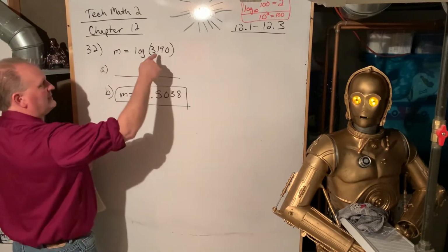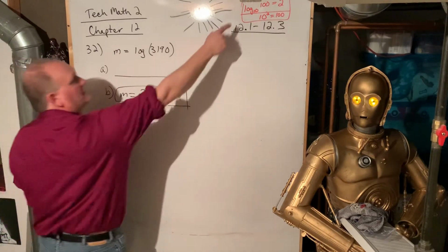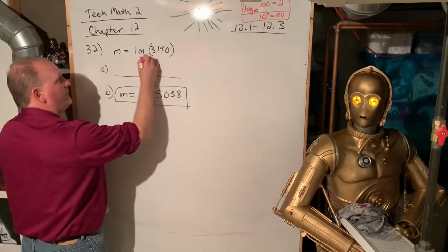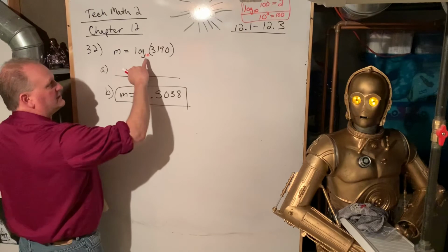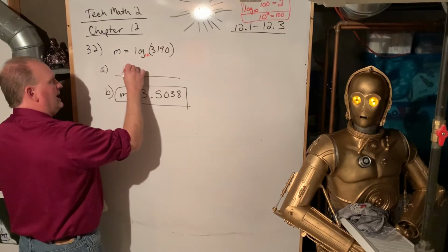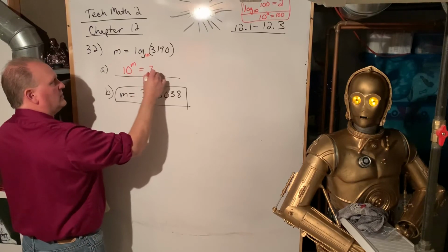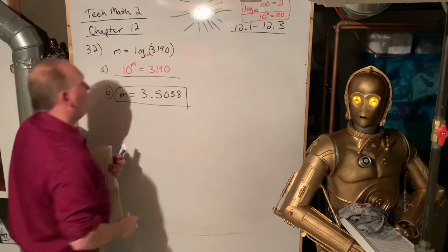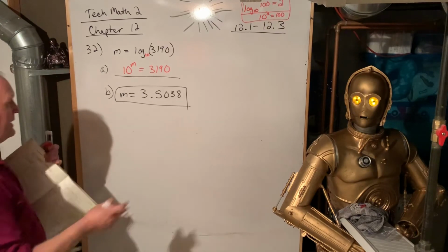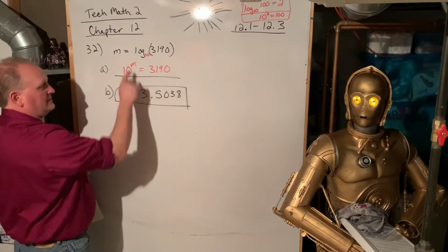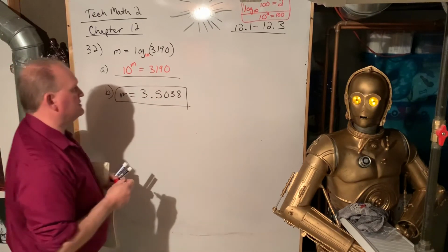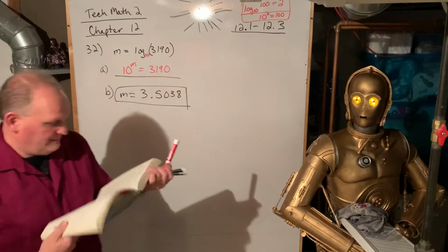But now let's write it without the log. Let's write it as an exponential. Remember, there's a 10 here, and it's 10 to this power, so 10 to the mth power will equal 3190. And if we wanted to check it, we could take 10 to the 3.5038, and it will be about 3,190.